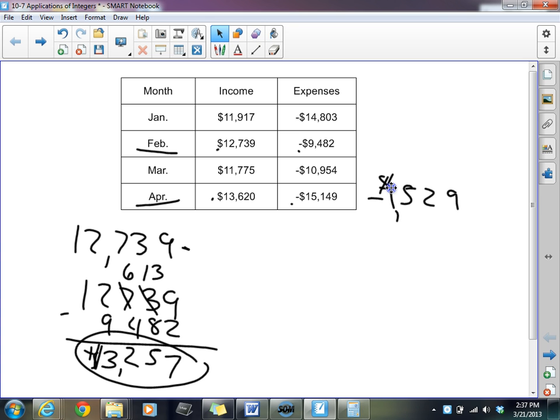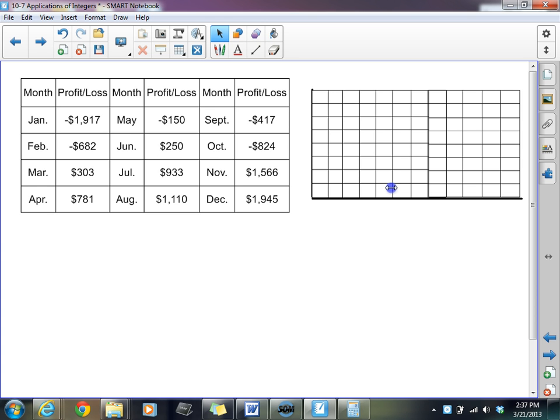Now, the book has one more specific application to this problem. We're going to look at another profit and loss chart, only it's going to look a little different. This is, once again, on page 524, at the very top of the page. The directions say, draw a line graph of the monthly profits and losses for Hobbytown. In which month did the greatest profit occur?